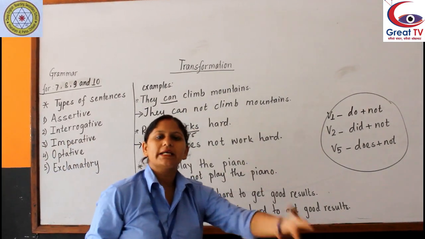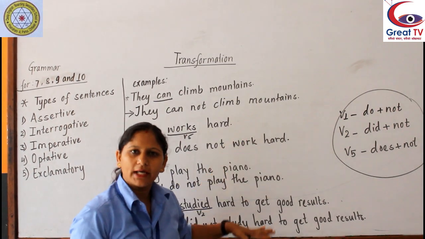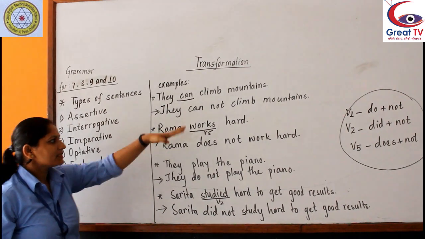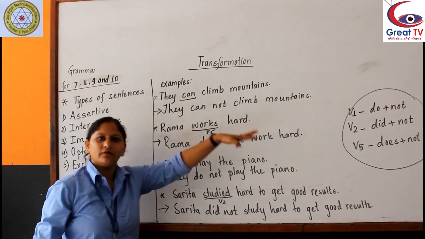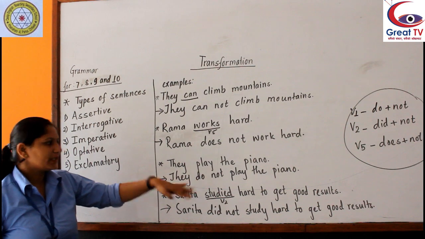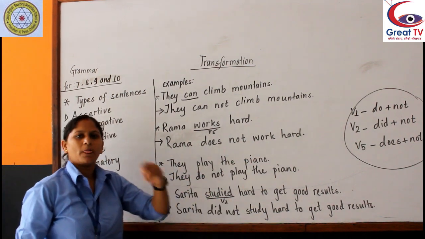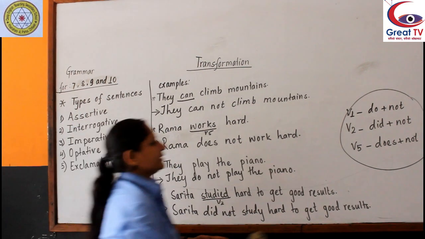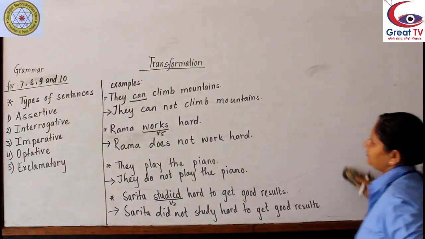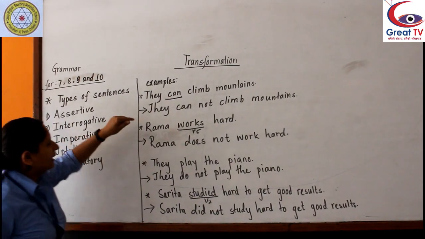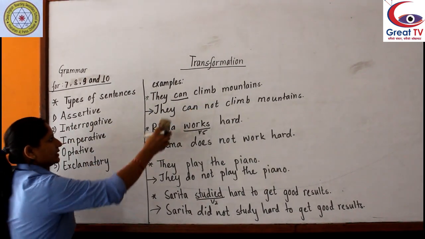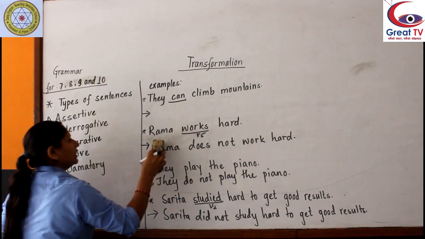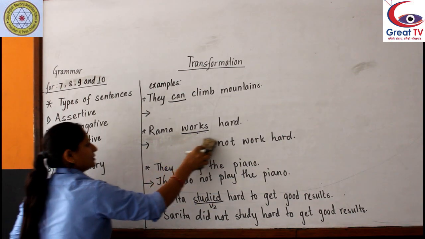Now, how to change into interrogative? This is the way we changed into negative, right? Subject, auxiliary, not and V1. Now, how to change it into a question, a yes-no question? I'm going to erase these answers and then change the same sentences into interrogatives, okay?